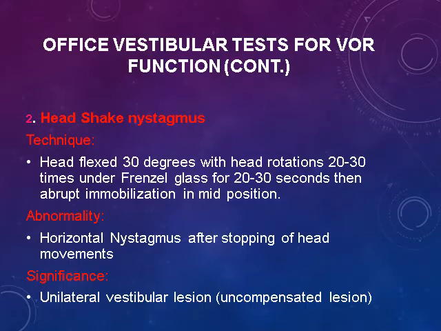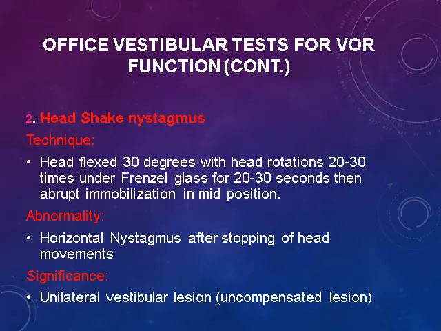The second test for the VOR function is what we call the after head shaking nystagmus, or the head shake nystagmus. The head is flexed 30 degrees forwards, and we do rapid head rotations 30 times and then abruptly stop the movement. The patient is wearing the Frenzel goggles, and we check for nystagmus after stopping the head movements. Normally there won't be any nystagmus.